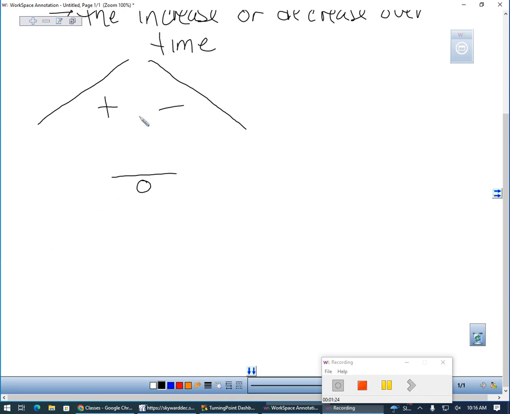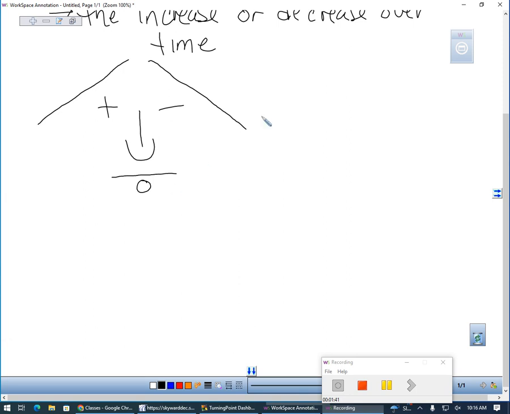And then if I had a vertical line, and I set a car on the side of a vertical line, what happens to it? It falls, it crashes, doesn't it? It falls off of there. And my slope would be undefined.